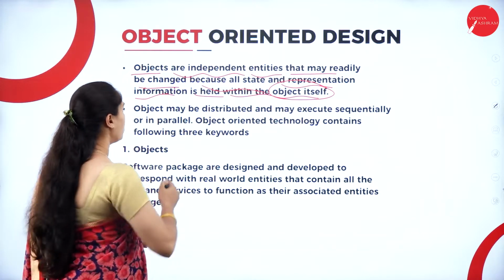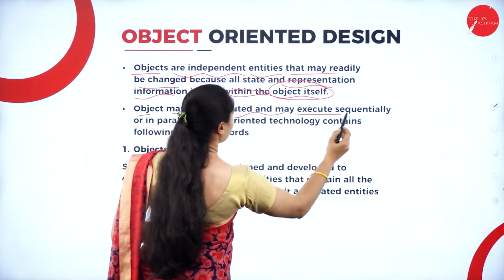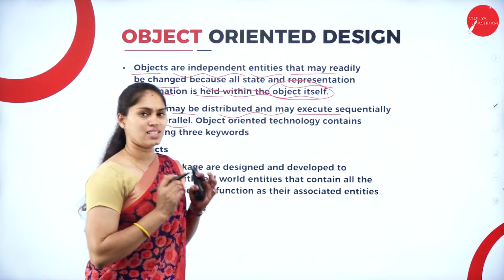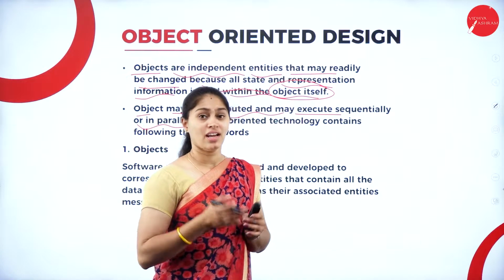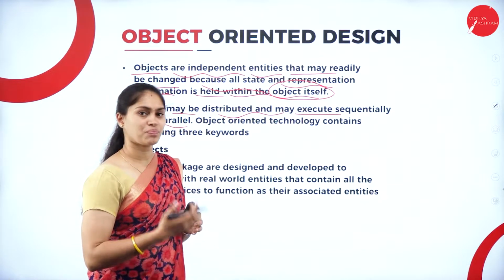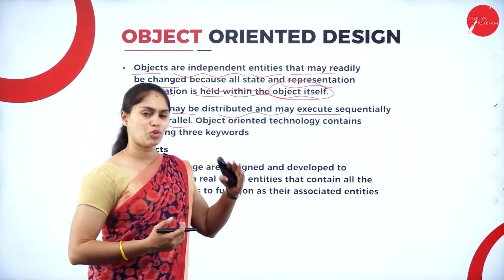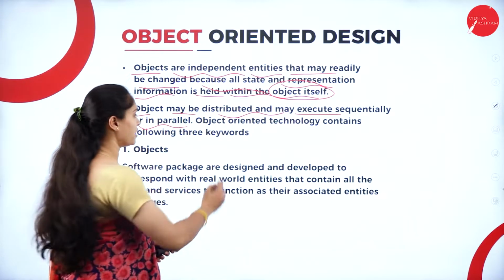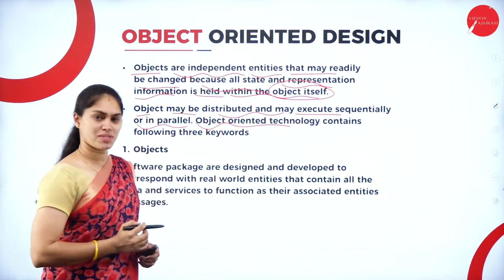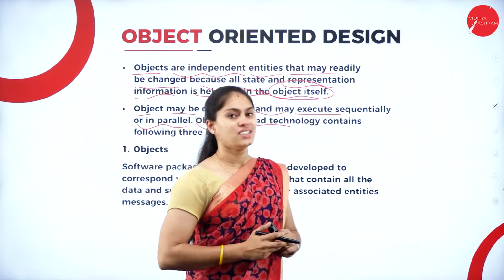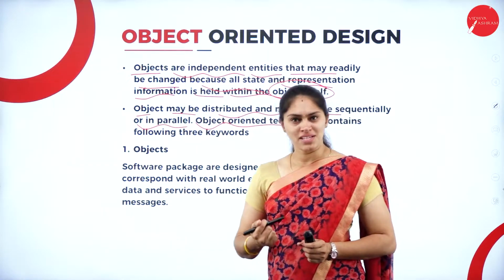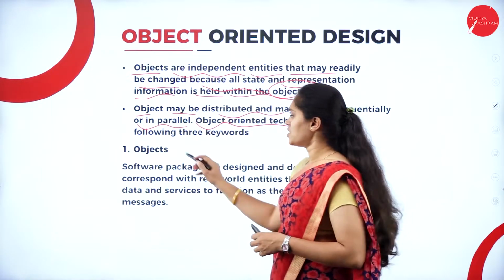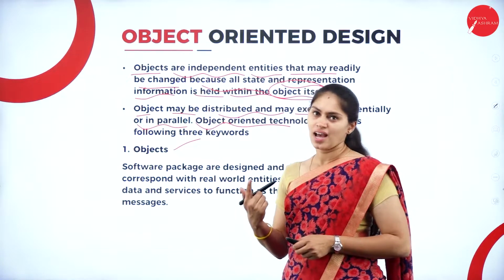Fine. And also objects may be distributed and may execute sequentially or in parallel. So if you consider a system, there is not only one object. It is going to be a collection of objects. At that time, they are going to be executed sequentially, one by one, or in a parallel manner. And also this object oriented technology or object oriented design is based on three keywords: objects, communication, and methods, right?